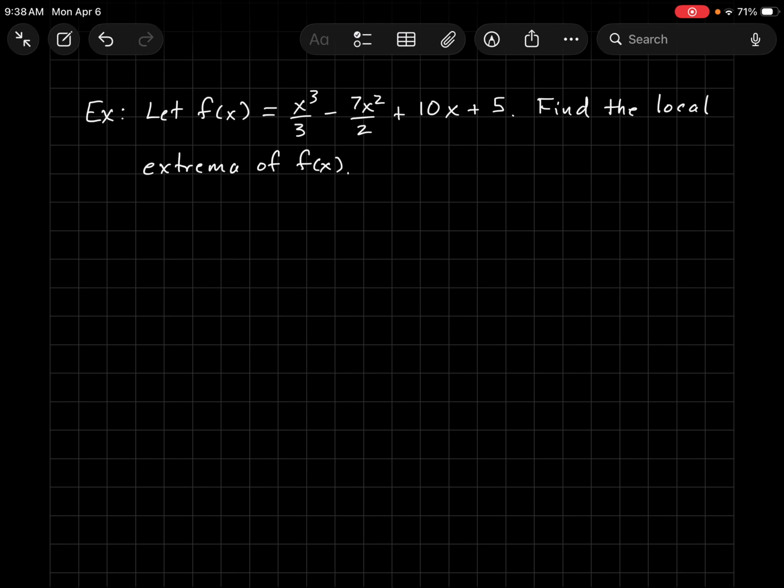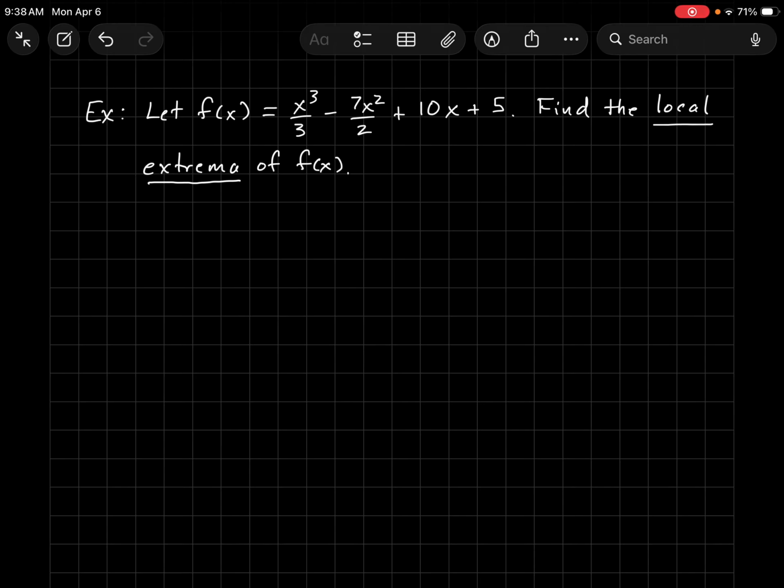Consider f of x equals x cubed over 3 minus 7x squared over 2 plus 10x plus 5. Find the local extrema of f. When we're solving problems, one thing we want to do is pick out our keywords or phrases. That happens to be my keyword or phrase. When I say keyword or phrase, since we're in calculus, it's a calculus keyword or phrase. It's not find, it's not function, it's something that tells me what to do in calculus.